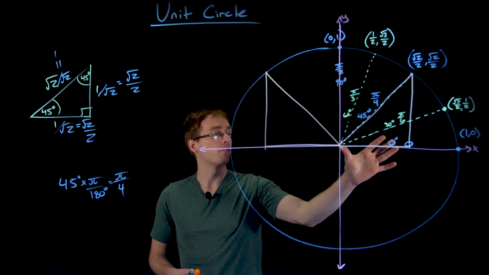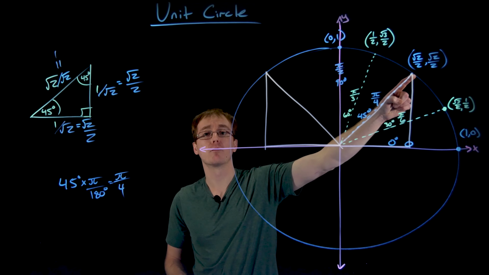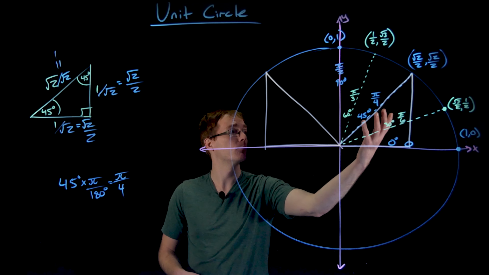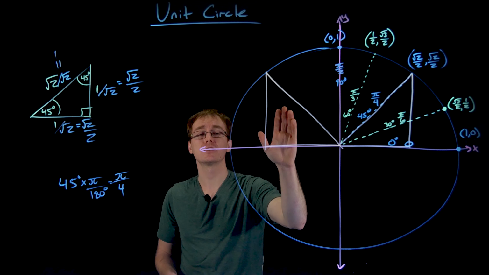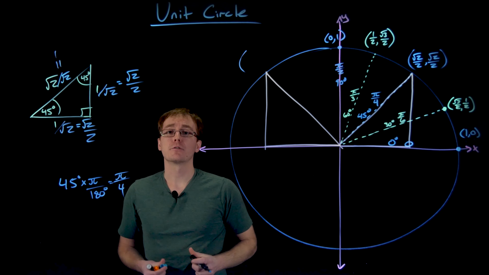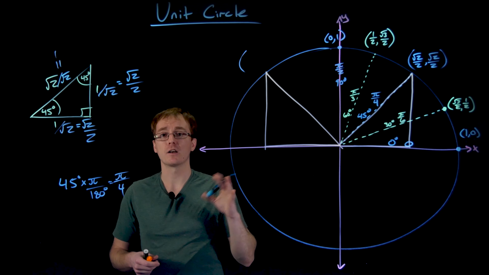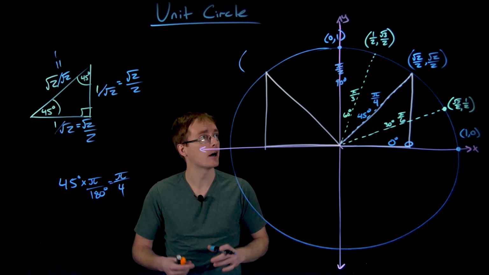All right, so we embedded our 45-degree special triangle to help us find this point, square root of 2 over 2 for both x and y. And now what we can do is reflect that triangle across the y-axis to help us find another point on our unit circle. Right, and this reflection is the same type of reflection across the y-axis you've seen before when you talked about transformations of functions in pre-calculus.